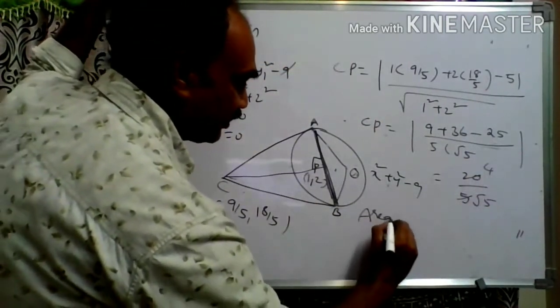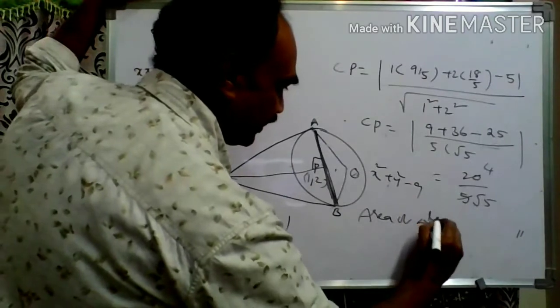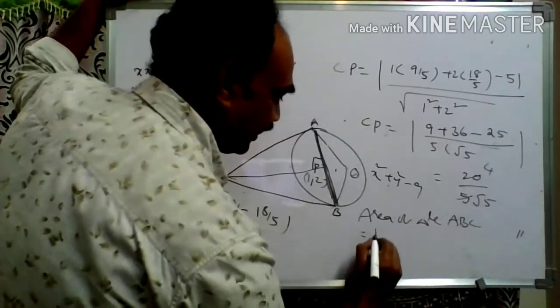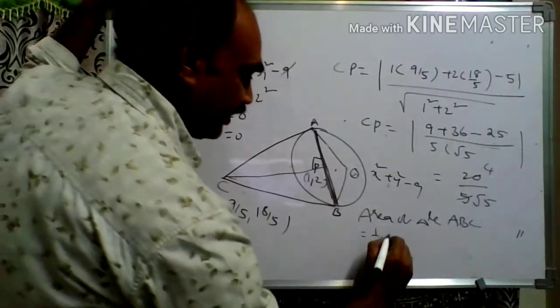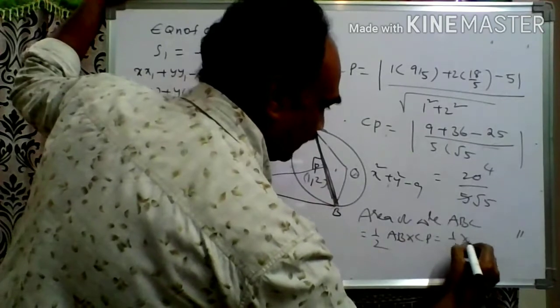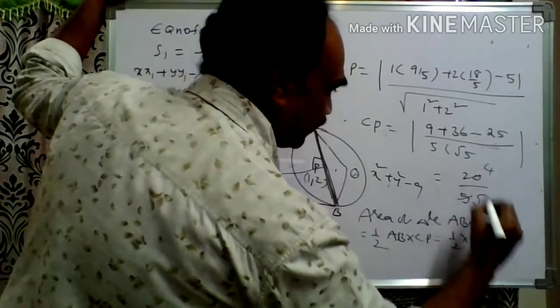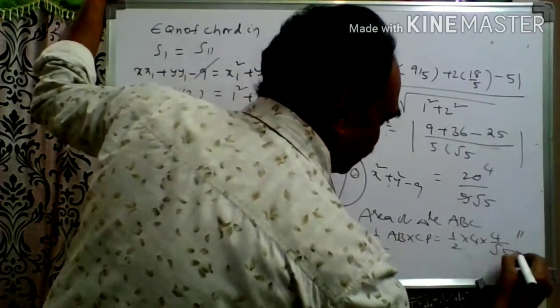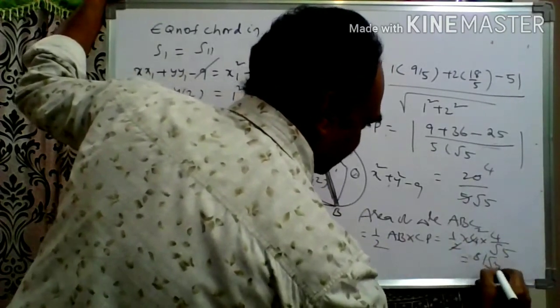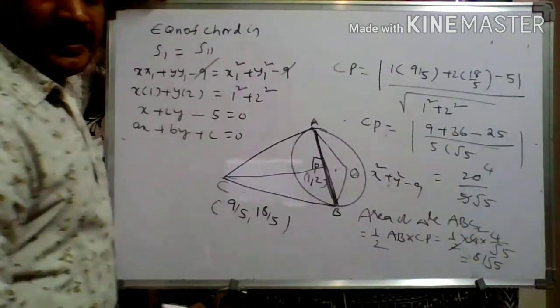Students, the area of triangle ABC is equal to half base into height. Here the base is AB and the height is CP. We already calculated the height. The base is 4 and the height is 4 by root 5. So half of 4 is 2, and 2 into 4 gives 8 by root 5. The area is 8 by root 5.